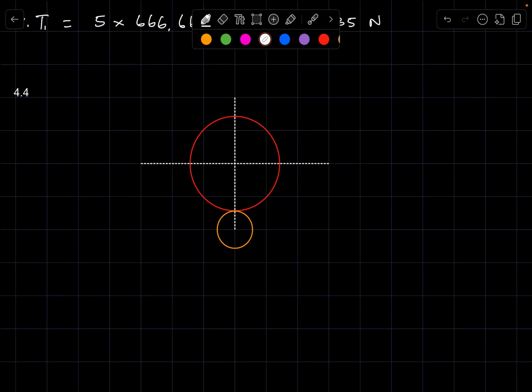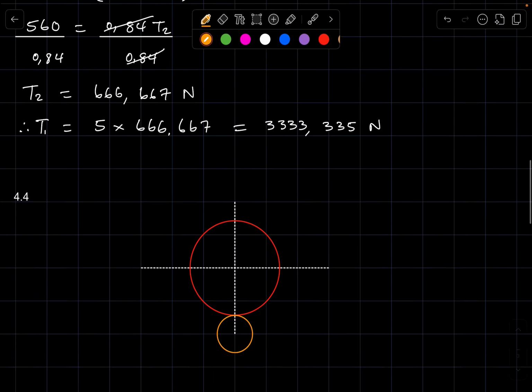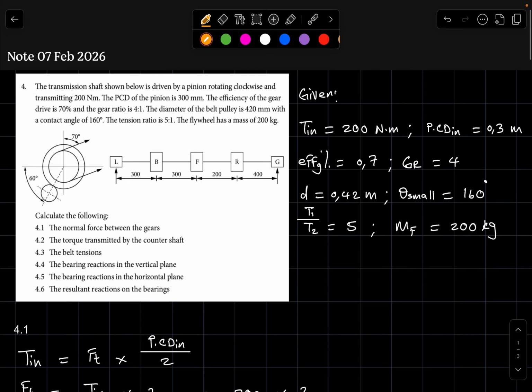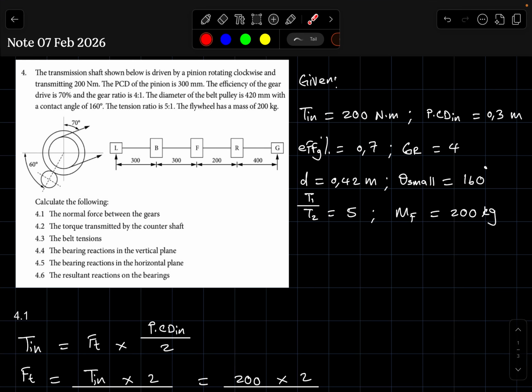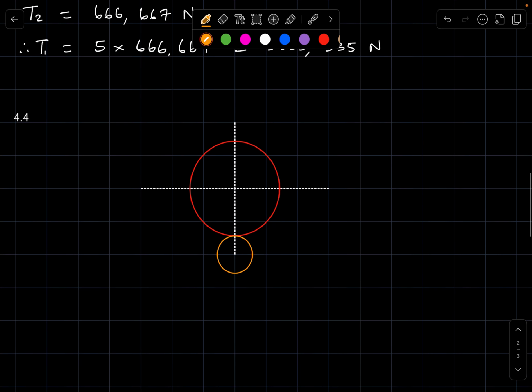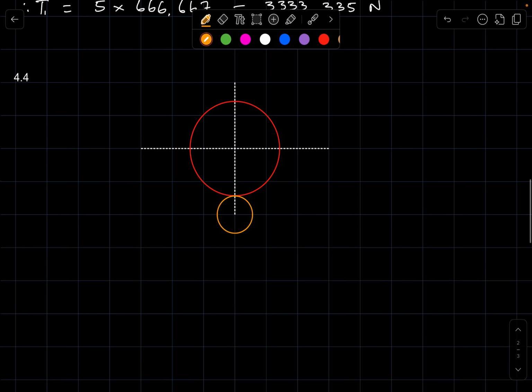Right, now you look at the direction of rotation of the pinion. They did say that the pinion is rotating clockwise. So the pinion is rotating clockwise. That means it is headed in that direction. Now we can establish the direction of the tangential force as well as the direction of the radial force.